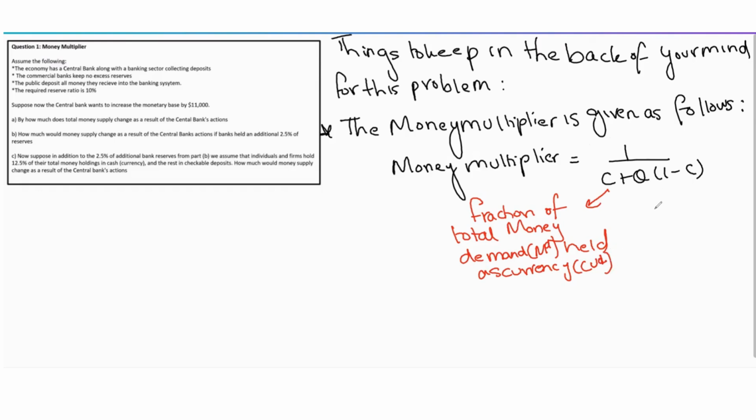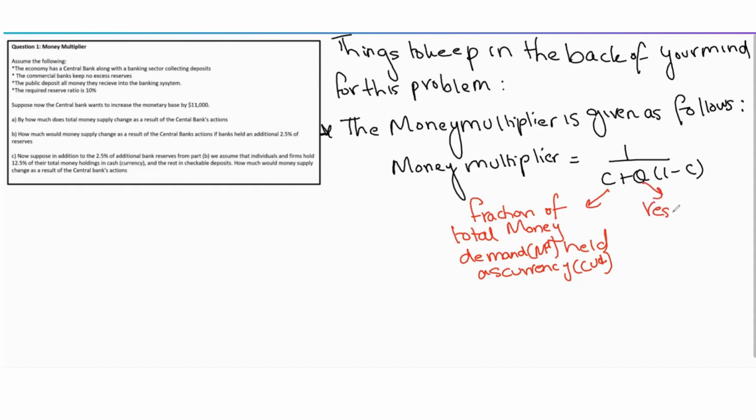So here c tells us how much of your money demand you want to keep in the form of currency. When you have a banking system, you don't have to just choose how much of your wealth to keep in the form of money and how much in bonds, but you have to make a second decision where you choose how much of that money you keep in the form of currency and how much in the form of deposits.